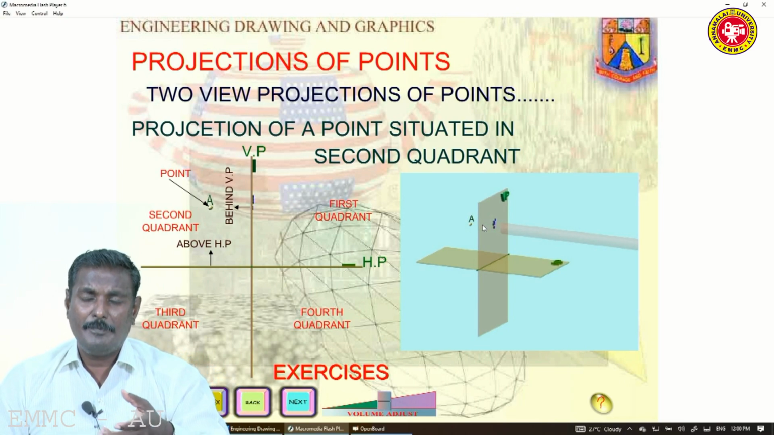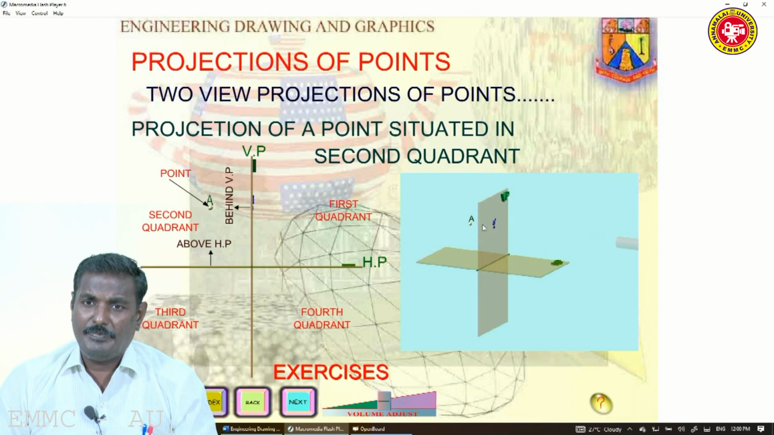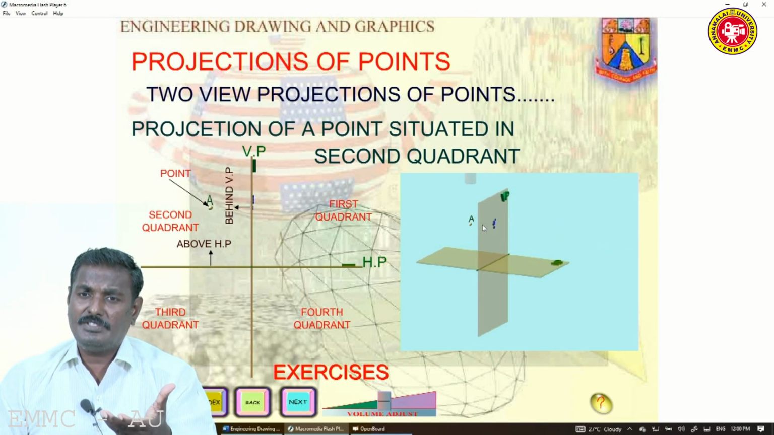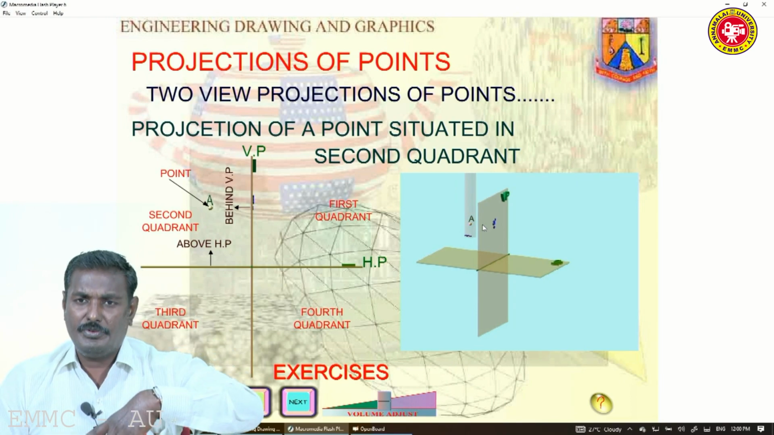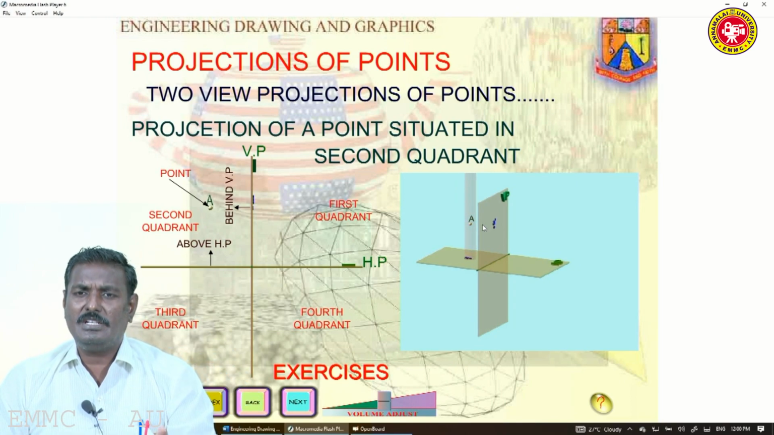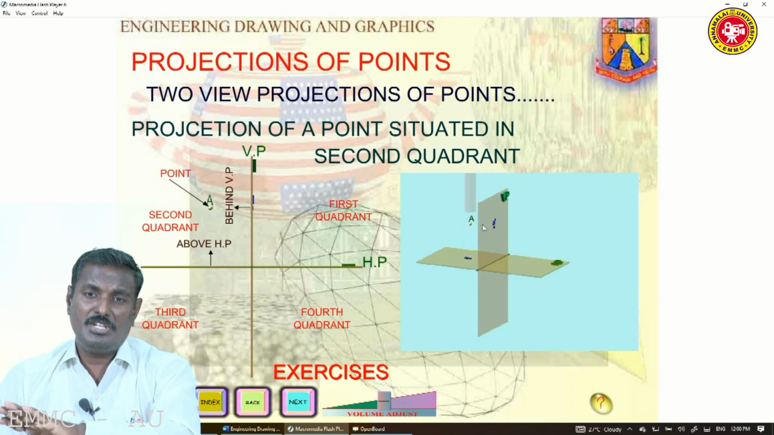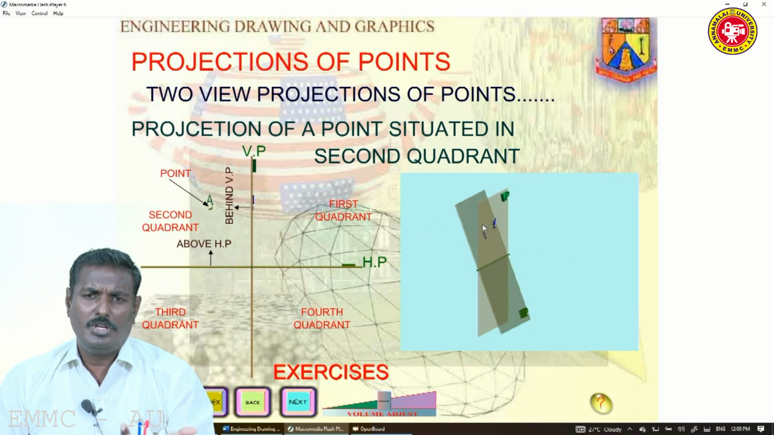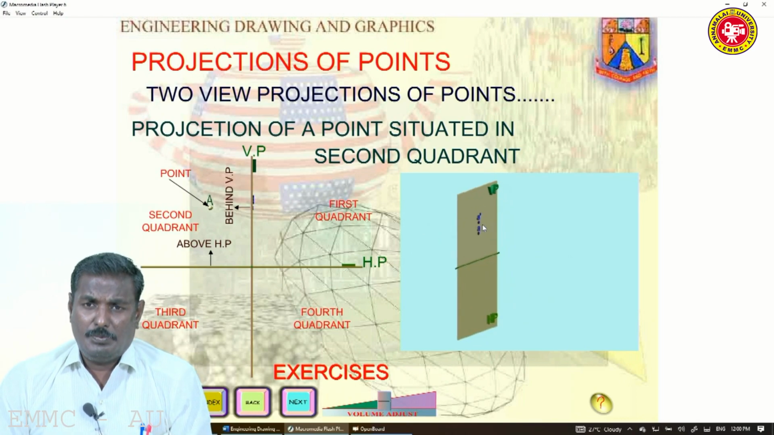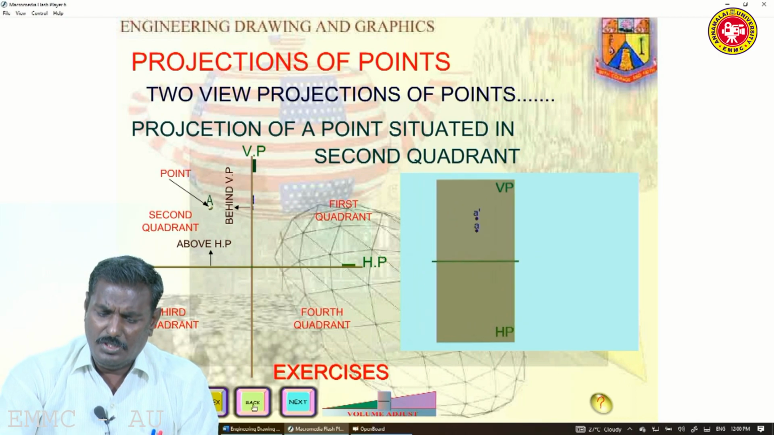With a dash, it represents elevation, that is the front view. Without a dash, it represents the top view. For the others, you have to mention a double dash, because that is the end elevation. Only the end elevation is required; the bottom view is not required for our theory of projections. So this is the concept.